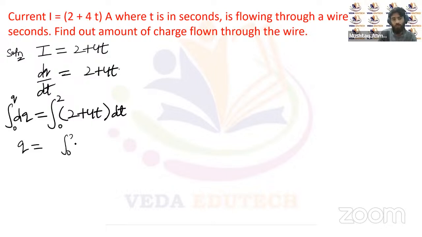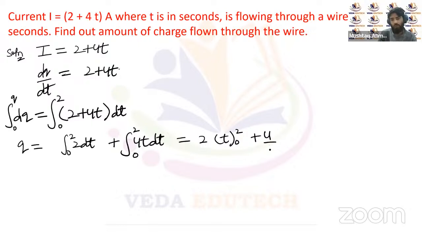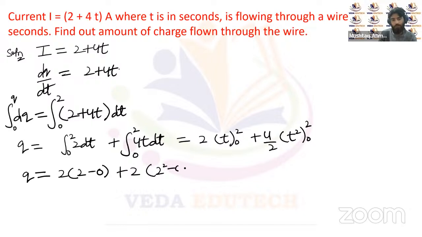We can write it as the integral of 2 dt from 0 to 2, plus the integral of 4t dt with limits 0 to 2. So the total charge flown will be 2t from 0 to 2, plus 4 upon 2 t squared with limit 0 to 2. That is 2 times 2 minus 0, plus 2 times 2 squared minus 0. So it will be 4 plus 8, equal to 12 coulombs. So 12 coulombs will be the total charge flown during this time.